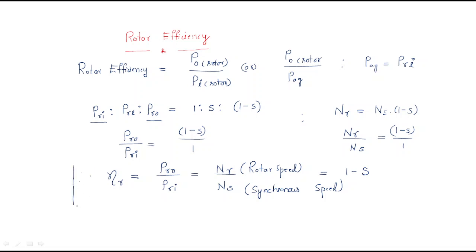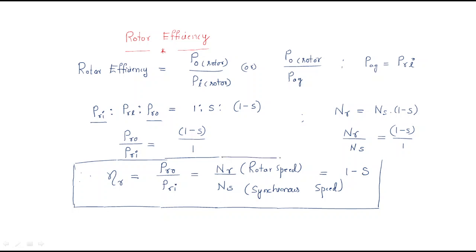This is a very important ratio. It will be useful. Simply, the rotor efficiency can be defined as the ratio of the rotor output by rotor input. Generally the rotor output is considered as the rotor speed, that is Nr, and the rotor input is considered as Ns. Here we can observe that the rotor efficiency depends on the rotor speed.